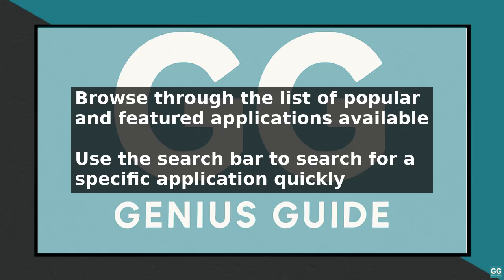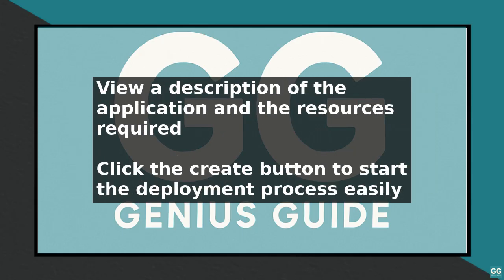You can browse through the list to find the application you want to deploy. You can also use the search bar to search for a specific application. Once you have found the application you want to deploy, click on it to go to its details page. On the details page, you will see a description of the application and the resources required to deploy it. You will also see a Create button that you can click to start the deployment process.